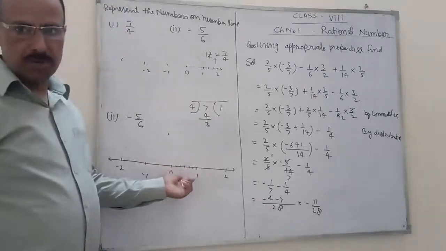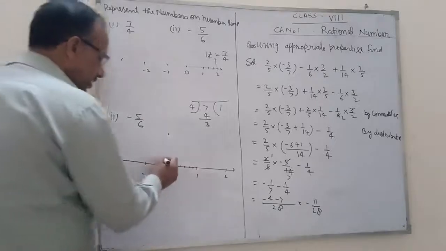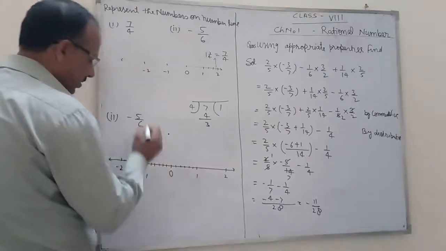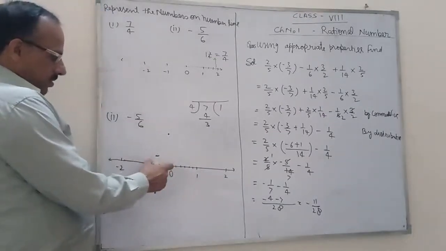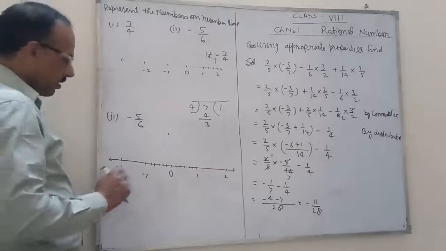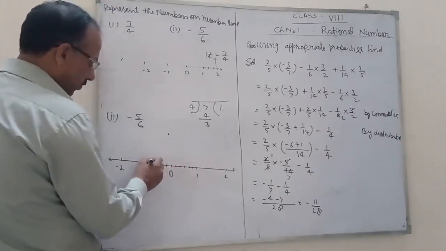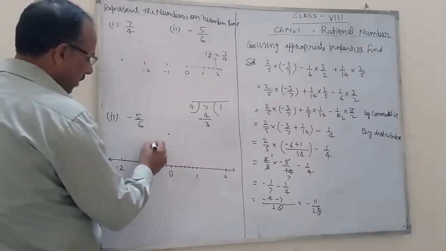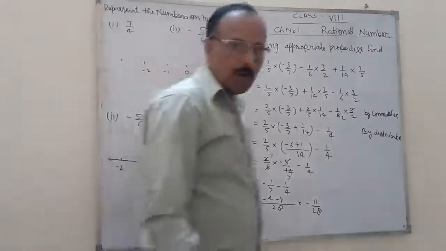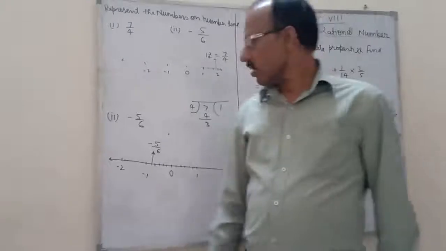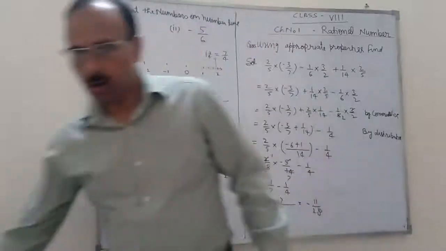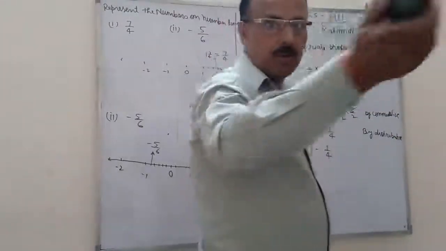These are the positive numbers. But on the left side: 1, 2, 3, 4, 5, 6. Between 0 and minus 1 are the 6 parts: 1, 2, 3, 4, 5, 6. It represents minus 5 by 6. So many problems in this chapter ask to represent on the number line. Now, the next type of question.